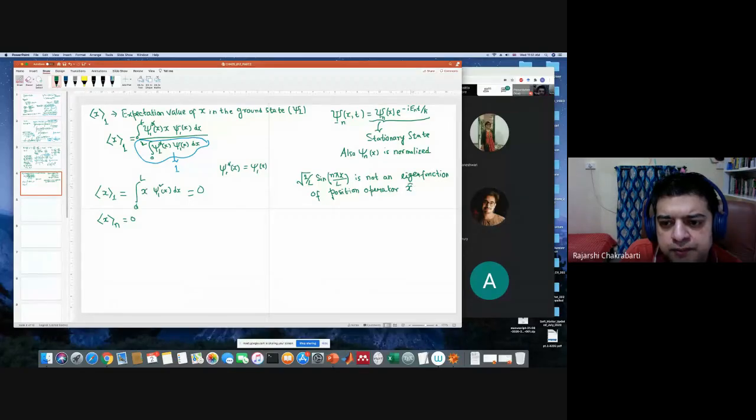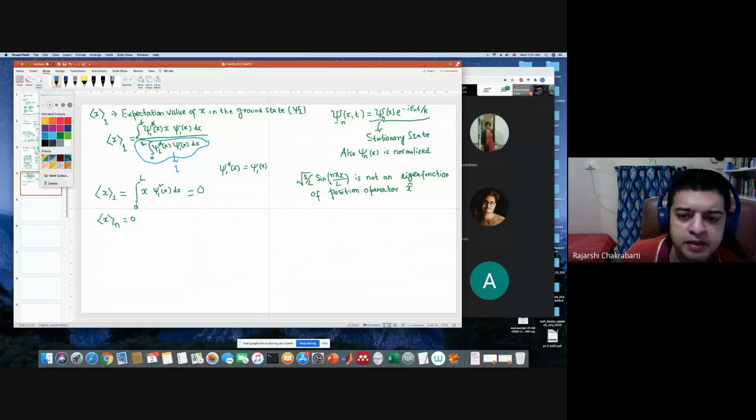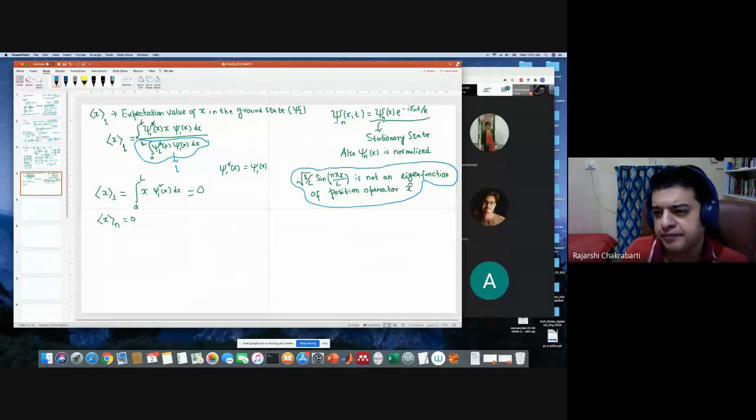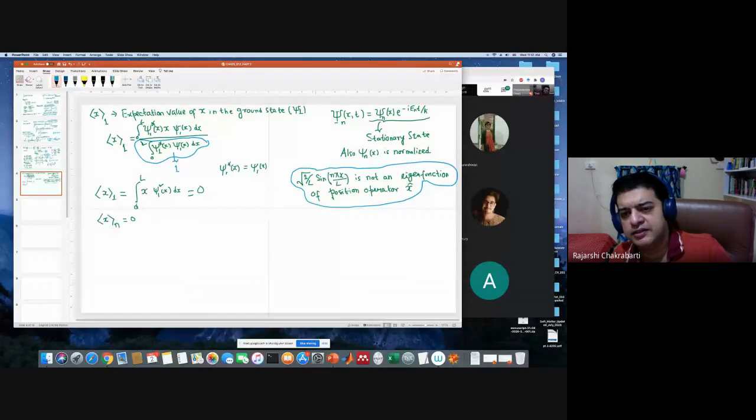operator X. This is a very, very, very important statement. If somebody comes and tells you that this is an eigenfunction of X, don't believe him. He or she is saying something wrong. And you should be able to answer why physically. Why is it not an eigenfunction of the position operator X?